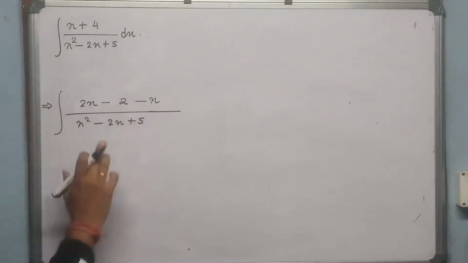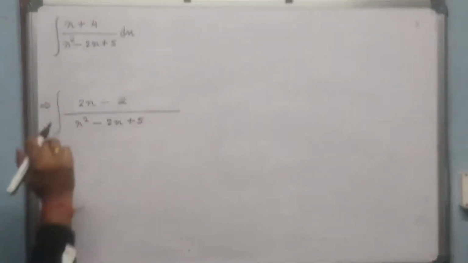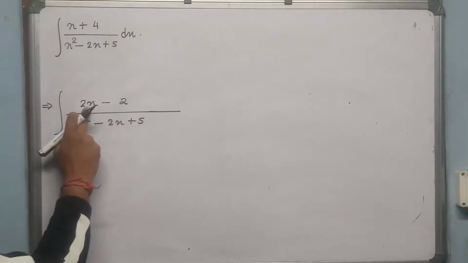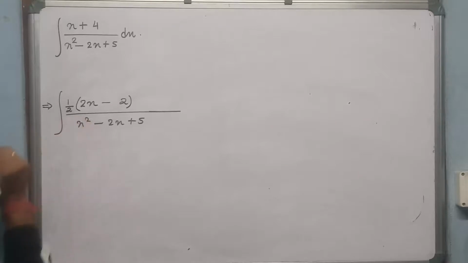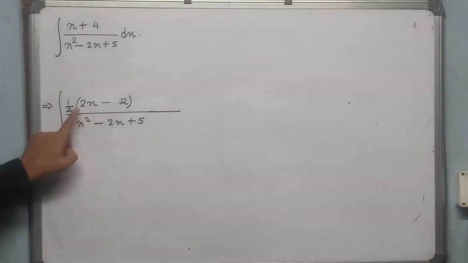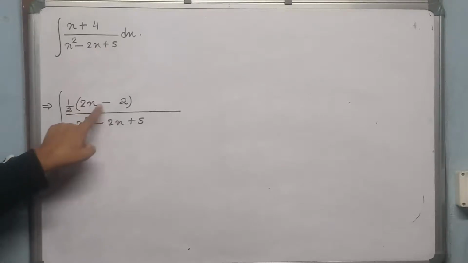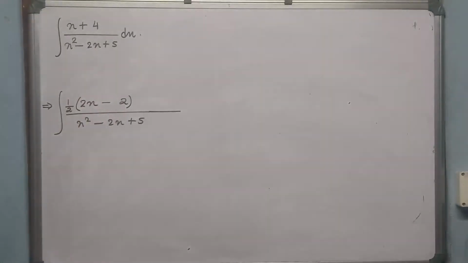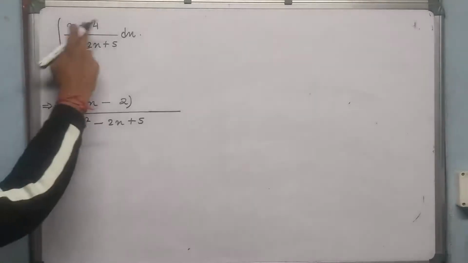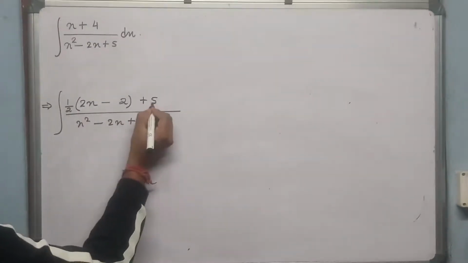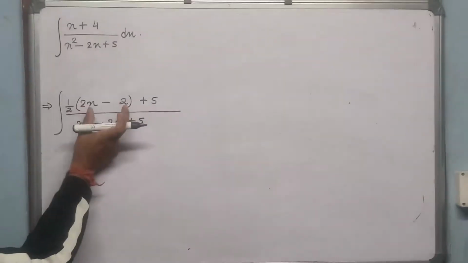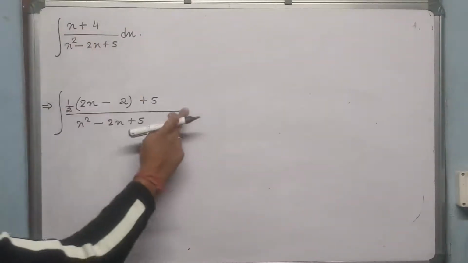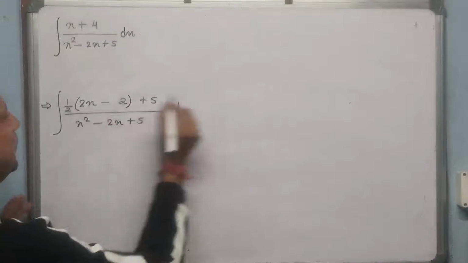We cannot do this particular numerical by subtraction or addition. Only the division is allowed over here. To make it x, you have to multiply this quantity by half. If you open this bracket, 2 gets cancelled, and you will get x minus 1. But what we require is x plus 4. If I add plus 5, then if you simplify this quantity, you will get x plus 4 dx.